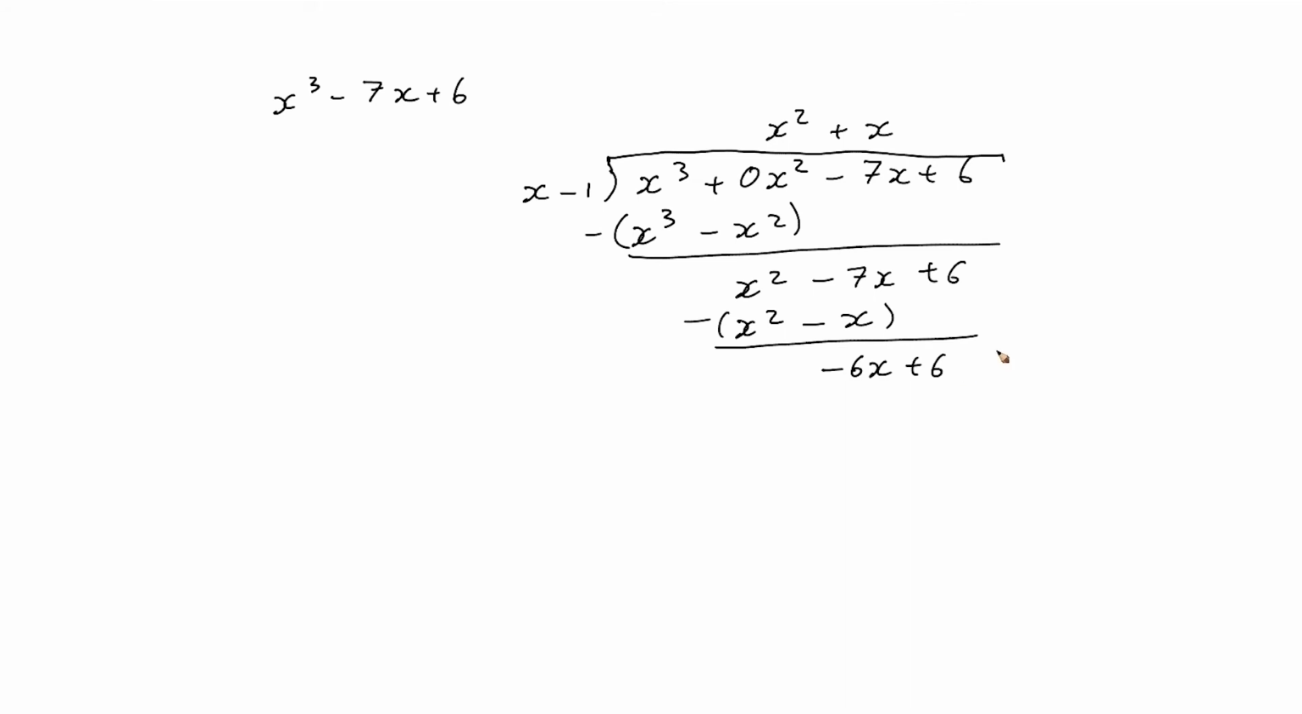And now finally, we need to manufacture this polynomial down here. And how do we do that? Well, we can multiply this polynomial here by negative 6. And this is exactly what we want. Remainder of 0. So what have we shown?